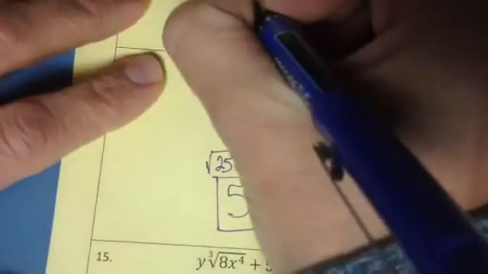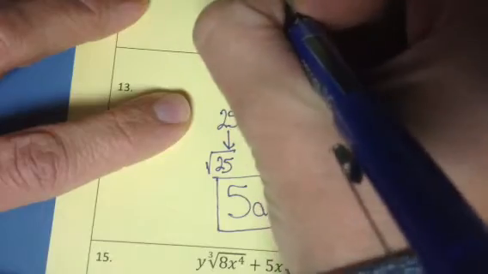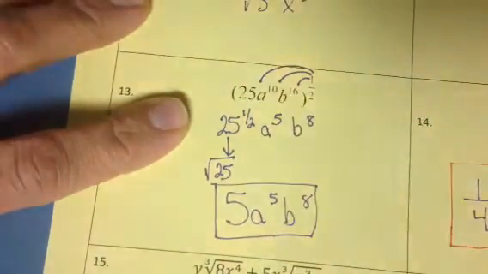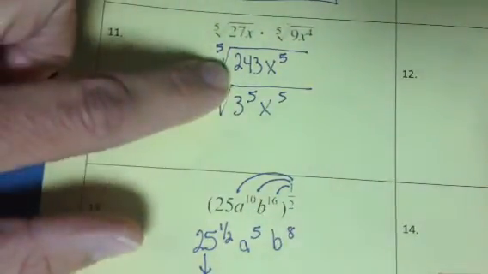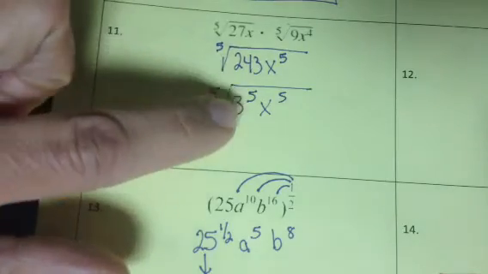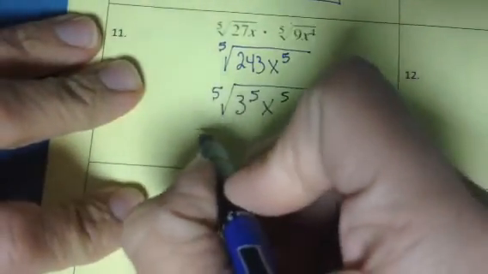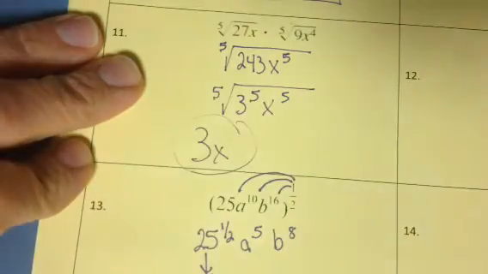So I'm going to rewrite 243 as 3 to the 5th and x to the 5th. And sorry, you couldn't see that. So 243, now 3 to the 5th, and now these are both perfect. They'll both come out as 3x.